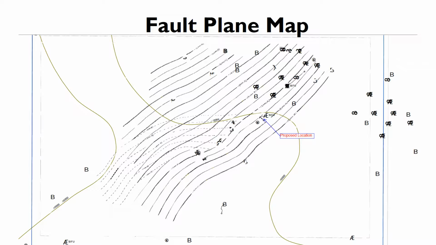So we can see that a lot of the wells around the proposed location are in the same fault plane of the fault A, and in the background we can see the contour line that's for the overpressured zone, which is on the next map.